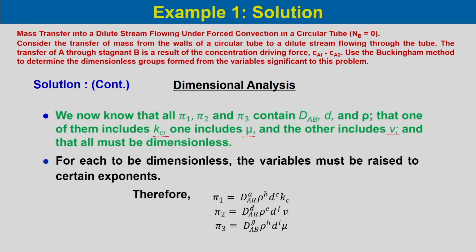Pi 1 would be equal to DAB to the power A, rho to the power B and D to the power C, into Kc. So, we have included Kc along with the fundamental core group, which we have excluded. Similarly, in pi 2 we have included V, and in pi 3 we have included mu. So, pi 1, pi 2, pi 3 we can write in this form.